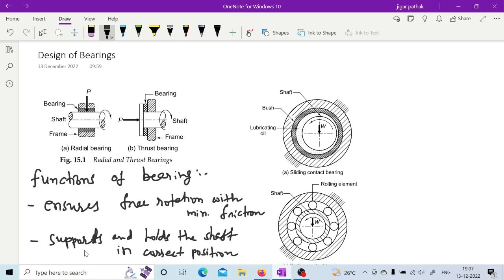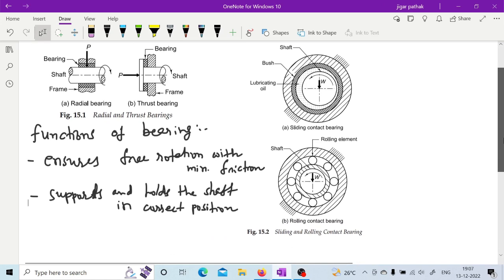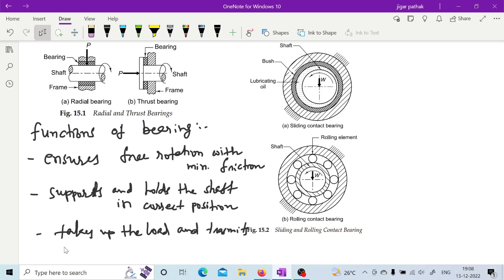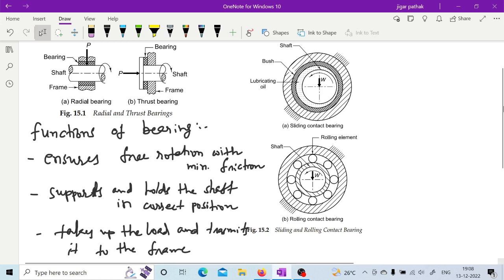And it also takes up the forces acting on the shaft and transmits them to the frame. So the bearing takes up the load and transmits it to the frame. This is the main function of a bearing.